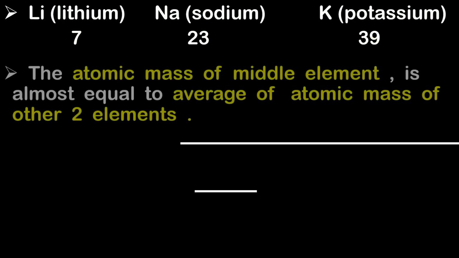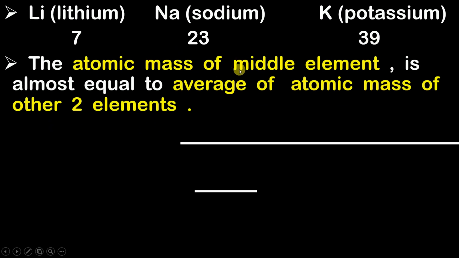And he said that the atomic mass of the middle element is almost equal to the average of the atomic masses of the other 2 elements. In simple words, the middle element over here is sodium. So he said that the atomic mass of sodium is almost equal to the average of the atomic masses of lithium and potassium. Even if you have not understood up till now, you will understand it better when we do it mathematically.